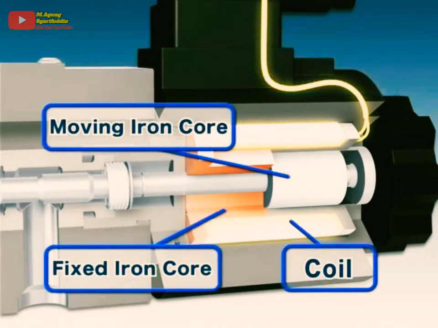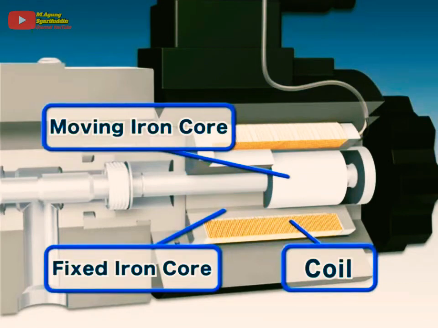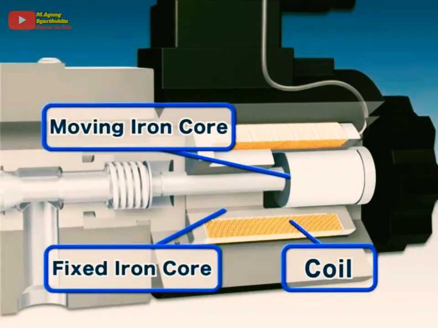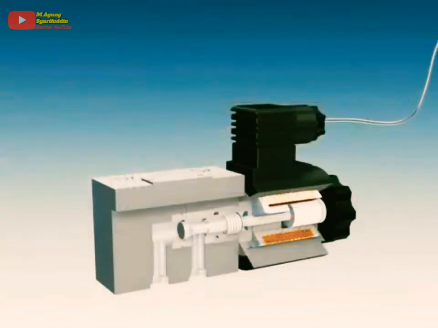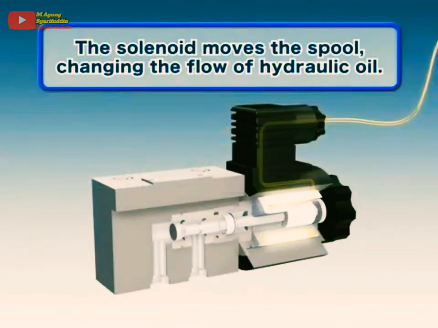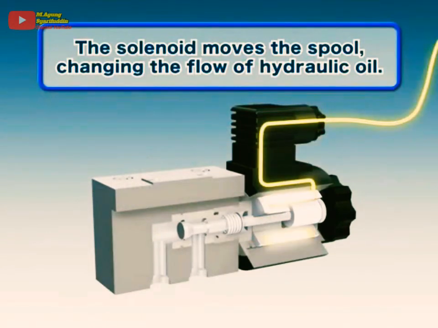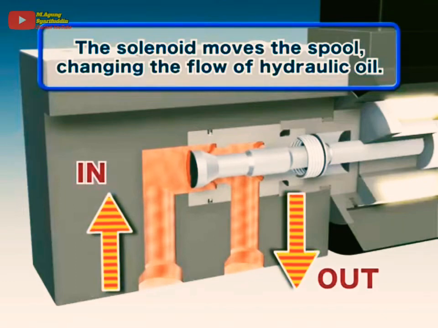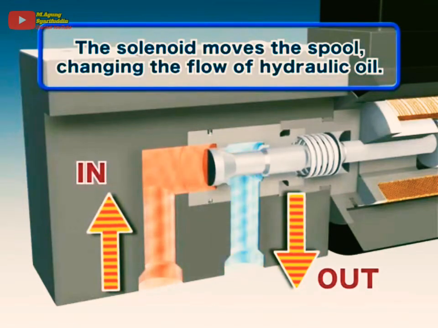When the electricity flow is turned off, the spring pushes back the moving iron core. By controlling the flow of electricity, the spool can be moved using a solenoid. This allows for the flow of hydraulic oil to be controlled.